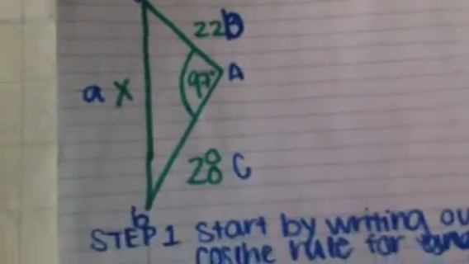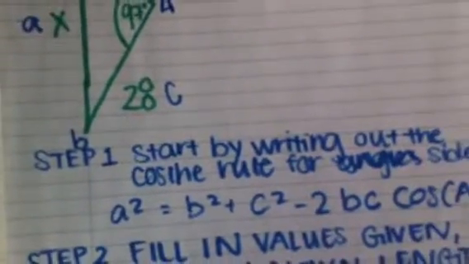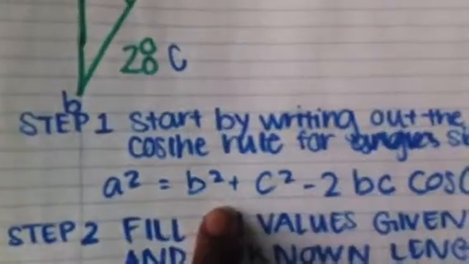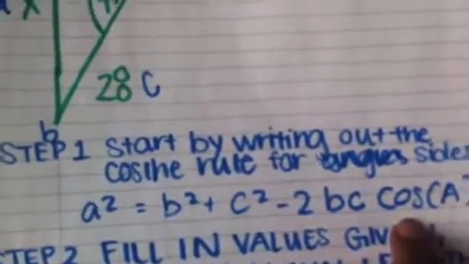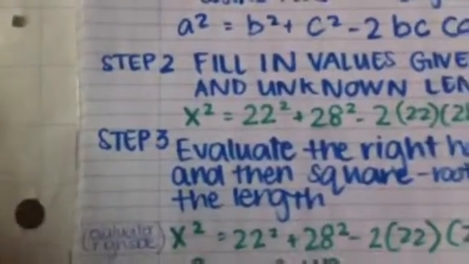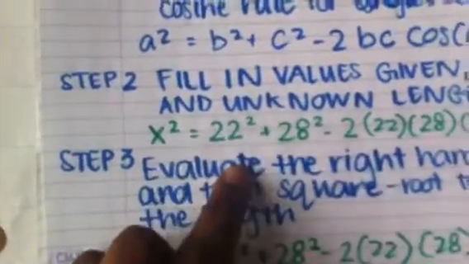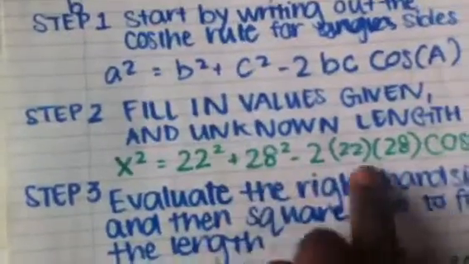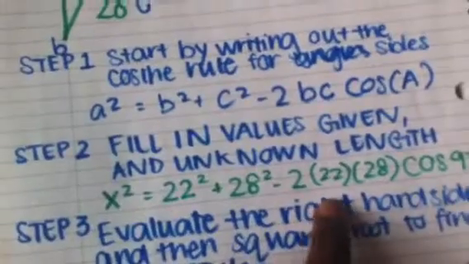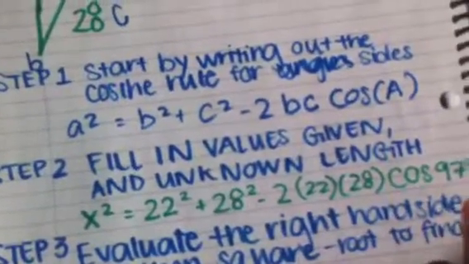So step 1, we're going to start by writing out the cosine rule for the sides, sides b and c. The equation we'll use is a squared equals b squared plus c squared minus 2bc cos A. Step 2, we fill in the values given and the unknown length. The unknown length is x squared, and the known sides are 22 and 28, so we're going to substitute them for b and c. The equation will be 22 squared plus 28 squared minus 2 times 22 times 28 cos 97.